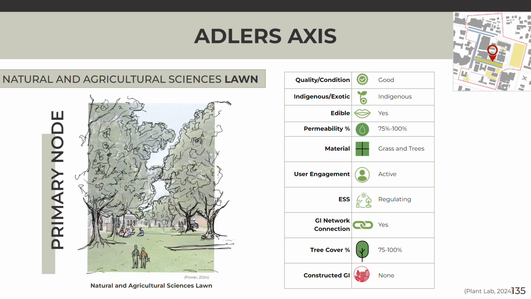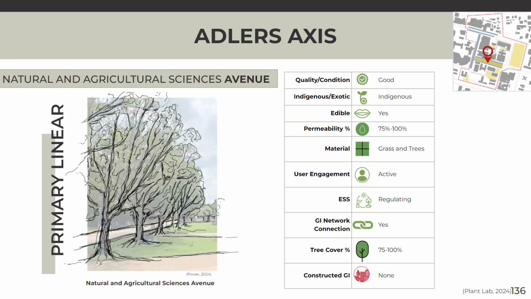This is the Natural and Agricultural Sciences Avenue, which is identified as our primary linear space. Some of the qualities include good hard and softscapes, indigenous vegetation, 75 to 100% permeability. It is an active space as well and includes some of the ecosystem services including regulating, supporting and provisioning. It is a green corridor and has a 75 to 100% vegetation cover and no constructed green infrastructure.